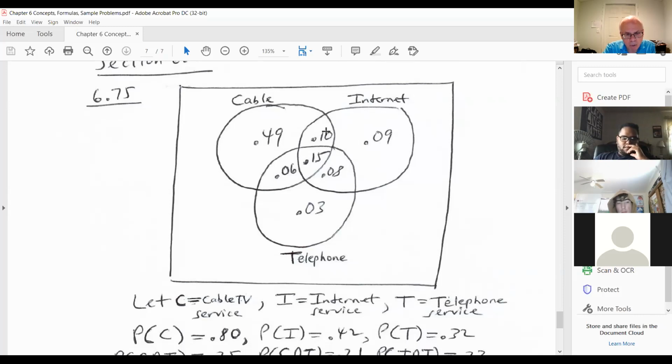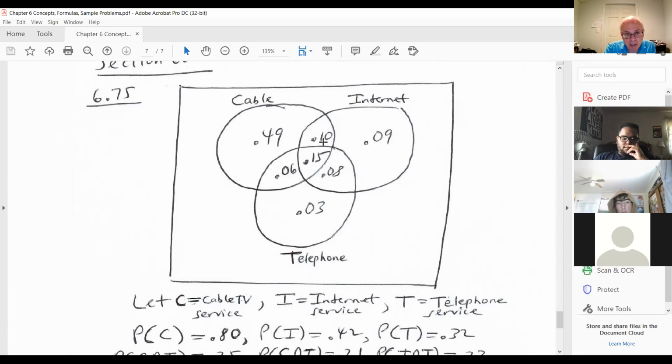No. This whole area is 25%. But this area is already 15. You see, you started off with the 15 in the middle here. So if this whole area is 25, then 25 minus 15 is 10, 0.10 goes here.